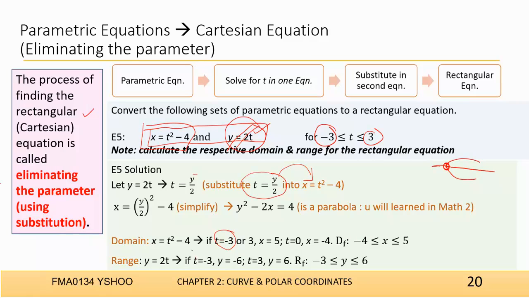Okay. After that, how do you find the range? So since our range is y, y equals 2t.